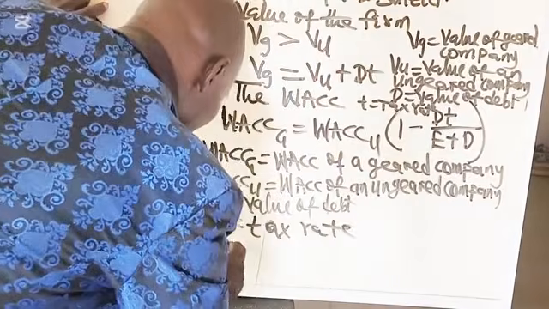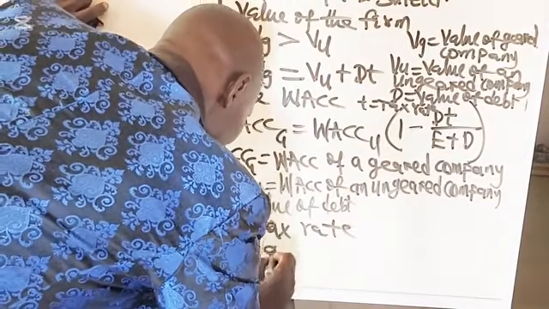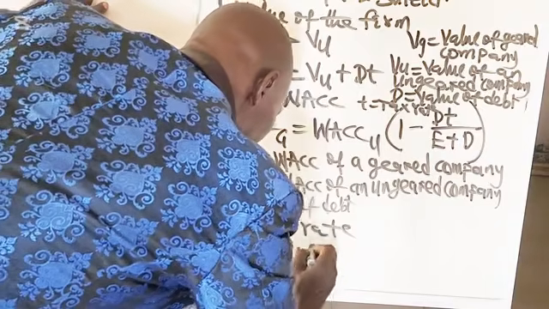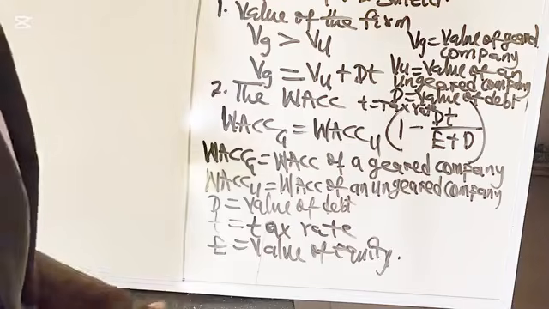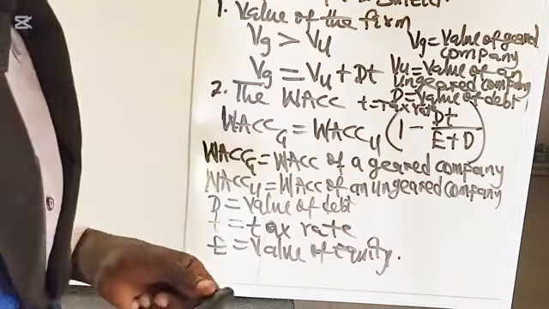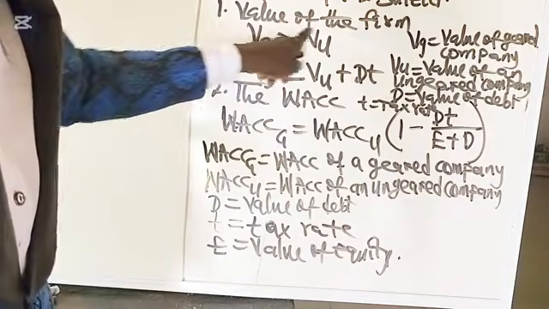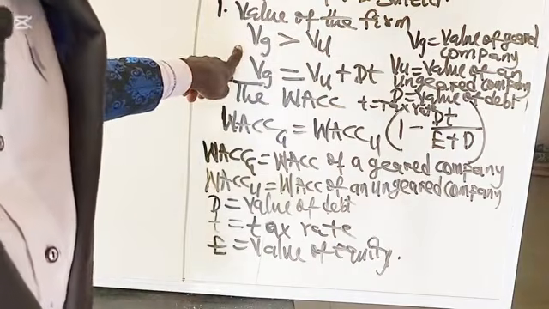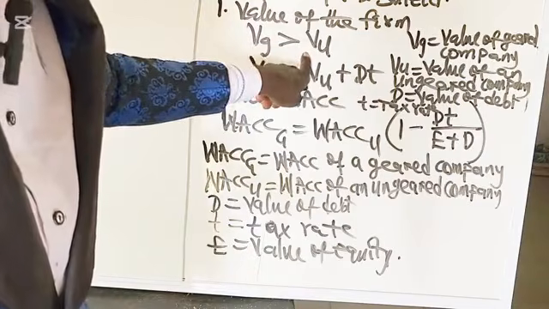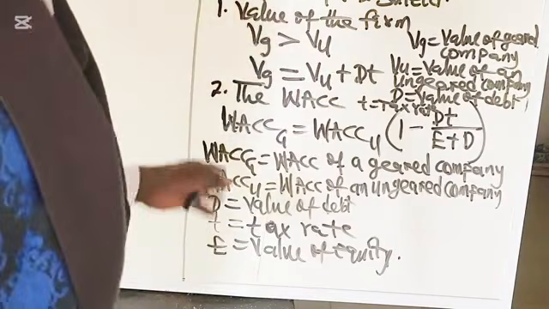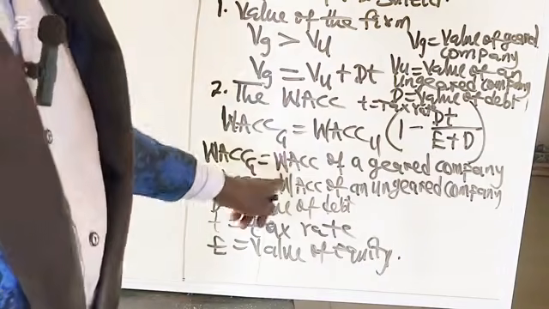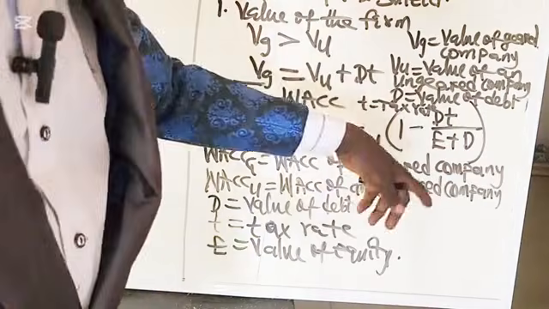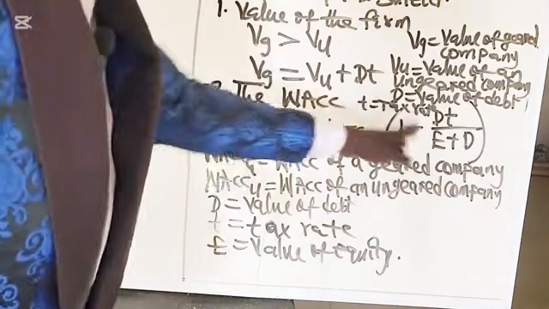E stands for value of equity. That is M&M Proposition 1 with tax. So we said the value of the firm, the value of a geared company, will be greater than the value of an ungeared company. Then the WACC decreases. WACC decreases as gearing increases.